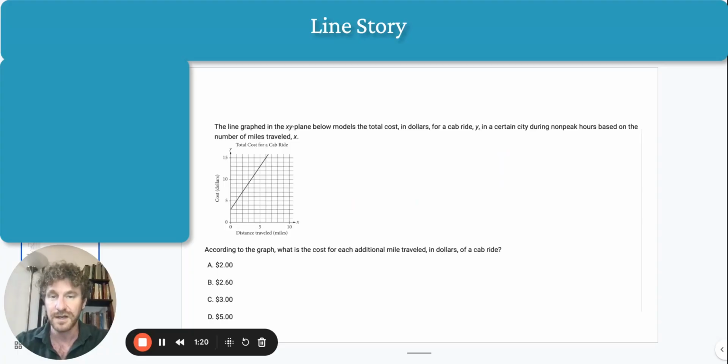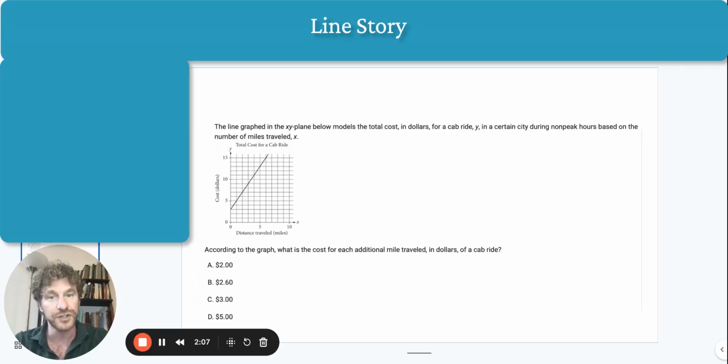We can recognize it because, like this, it has a story about a situation, and we have a line graph. It says the line graphed in the XY plane below models the total cost in dollars for a cab ride, y, in a certain city during non-peak hours based on the number of miles traveled, x. According to the graph, what is the cost for each additional mile traveled, in dollars, of a cab ride? And they give us this graph.